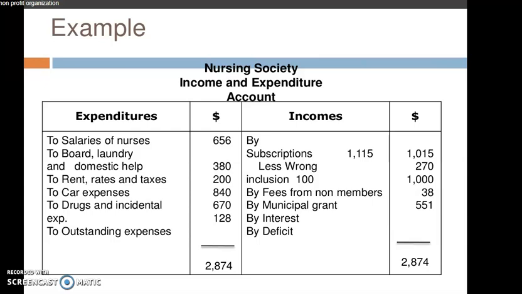Then the credit side includes all the incomes. By subscriptions, less wrong inclusion. By fees from non-members. By municipal grant. By interest. By deficit.